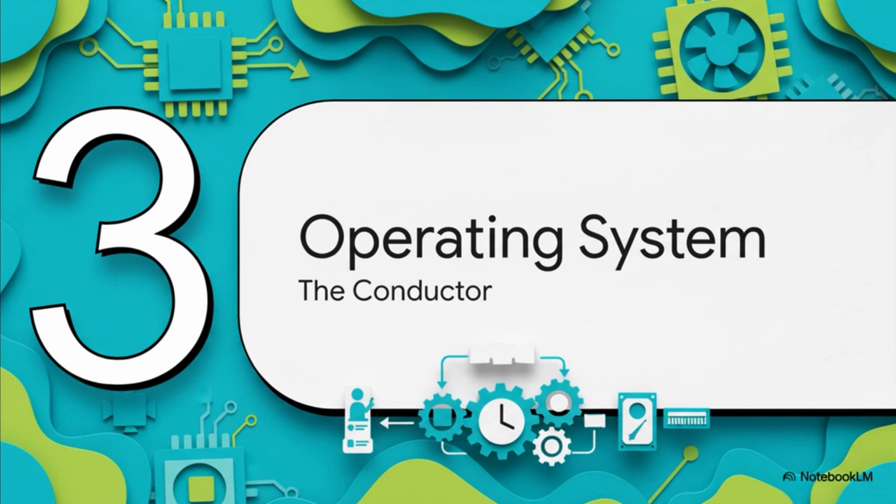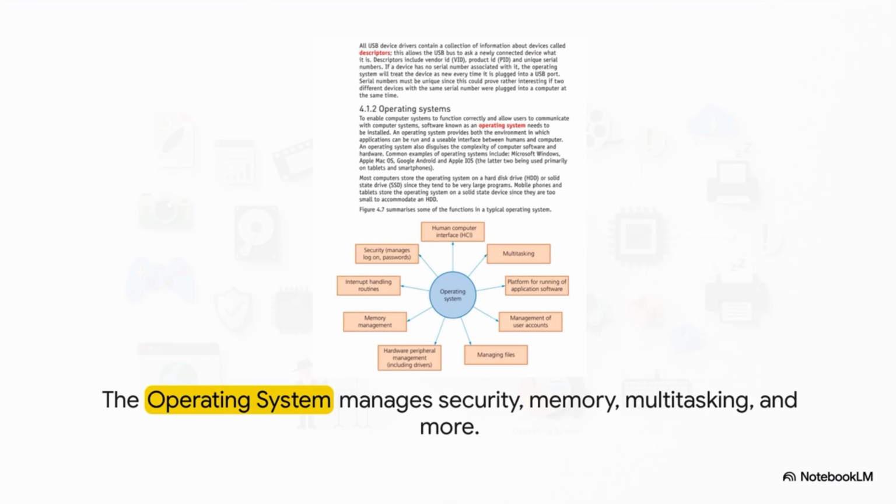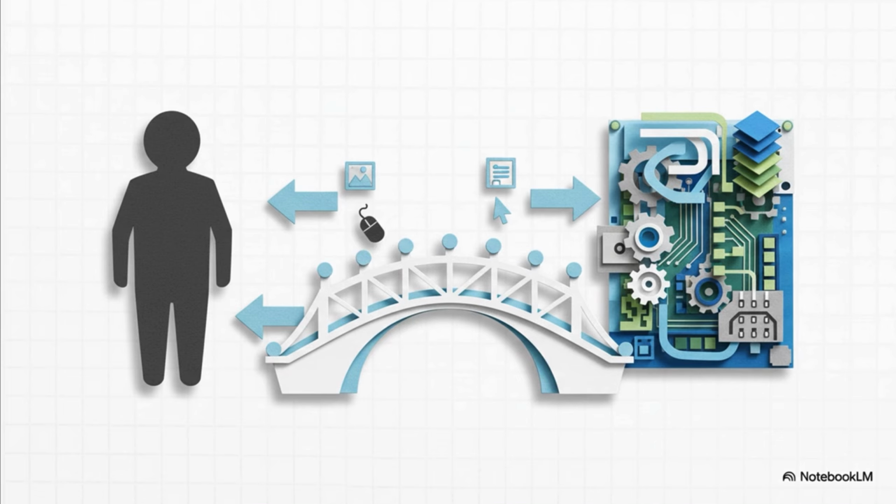The operating system, or OS, is hands down the most important piece of software on your device. It's the conductor of the entire orchestra. And wow, this diagram really shows just how much the OS is juggling at once. Just look at all these jobs circling the center. It's managing memory, handling security with logins and passwords, letting you run multiple apps at once, that's multitasking, and even keeping track of all your files. It is the master controller that makes the whole system work together. So one of its most important jobs is providing what's called the Human-Computer Interface, or HCI.